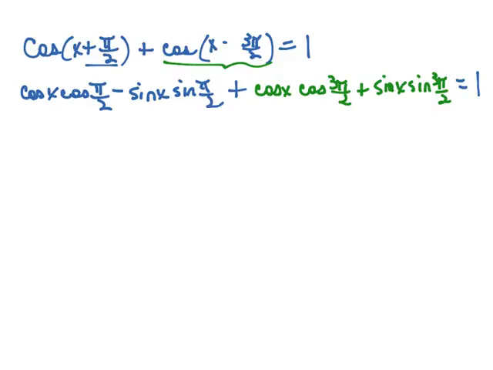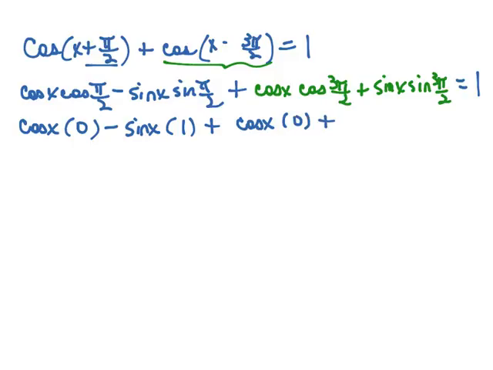So simplifying, we have the cosine of x times the cosine of pi over 2. Cosine of pi over 2 is equal to 0. So this gives us the cosine of x times 0 minus the sine of x times the sine of pi over 2, which is 1, plus the cosine of x times the cosine of 3 pi over 2, which is 0, plus the sine of x times the sine of 3 pi over 2, which is negative 1. And again, it's equal to 1.